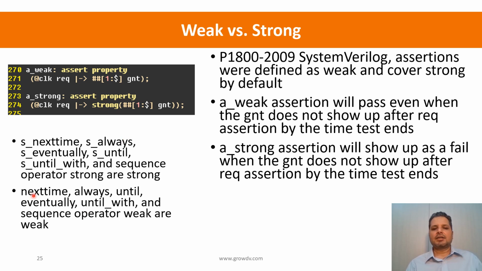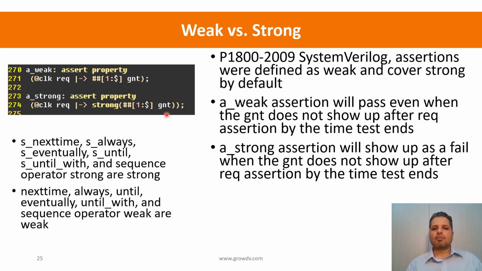And even the other operators that we saw, like nexttime, always, until, eventually, until_with, they all have a strong flavor associated with them. So if your context is, they are by default weak, so if you want to use them in the strong context, you can use the s_ prefixed version of the same operator, and then that will behave as strong.